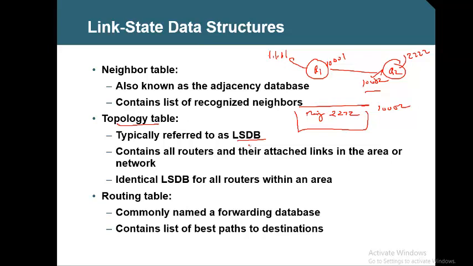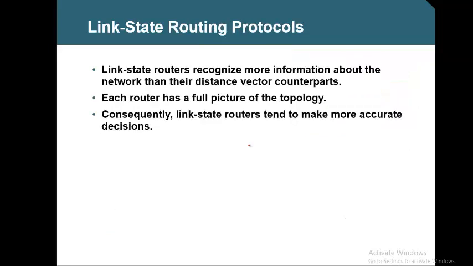Routing table will have the elected routes for every destination. Now, why is link state routing protocol important? What is special in this link state routing protocol? Because link state routing protocol advertises the link state, all the links and their status, their bandwidth, their subnet, the cost on the link, the neighbor reachable via that link, those things.